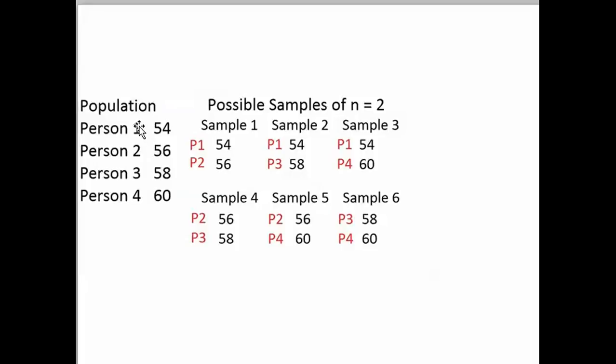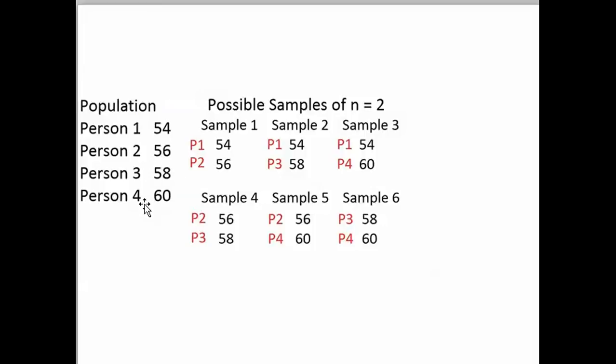So first I paired person 1 and 2 together, and that was the first sample. Then I paired 1 and 3 together, and then I paired 1 and 4 together. At that point, I had no one left to pair with person 1, so I moved down to person 2. And then I paired person 2 with every person under person 2. So I paired 2 and 3 to be sample 4, and then I paired 2 and 4.